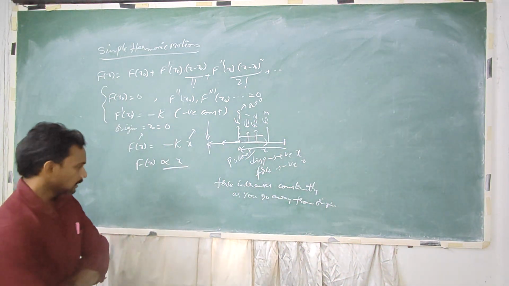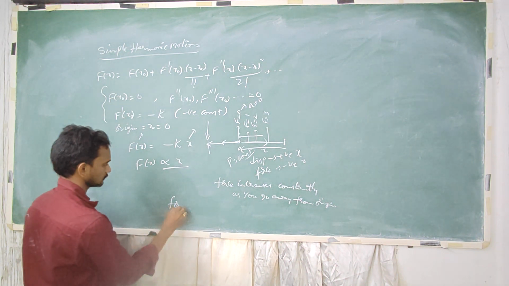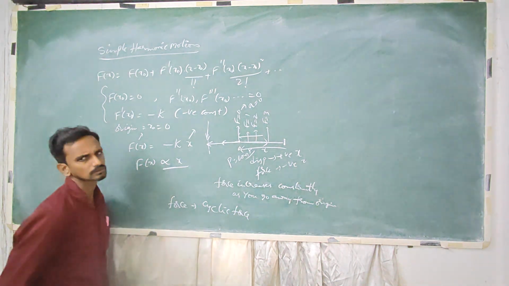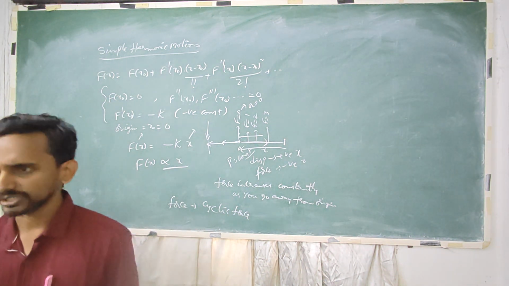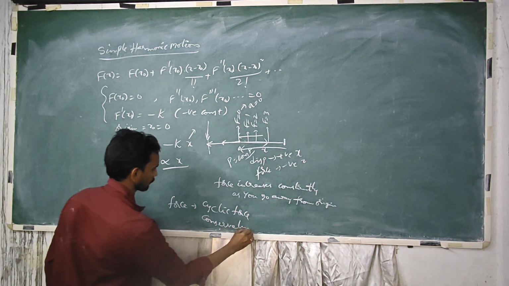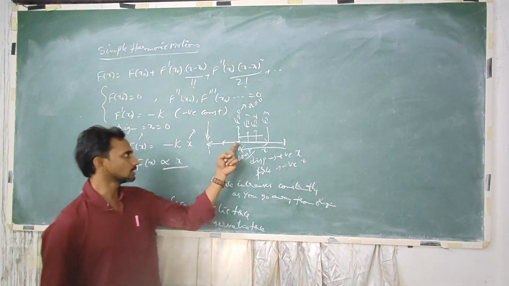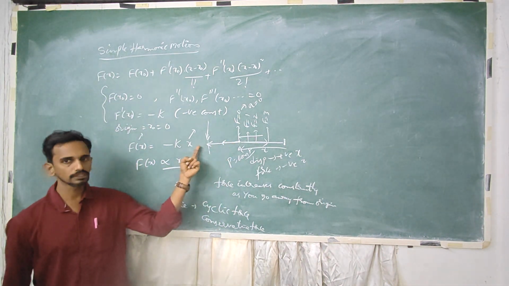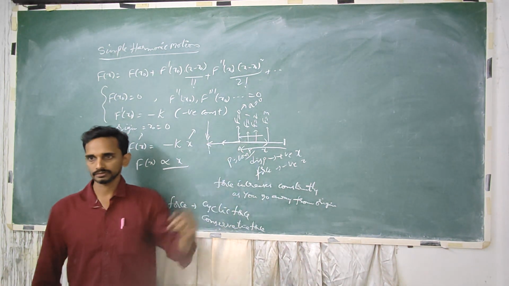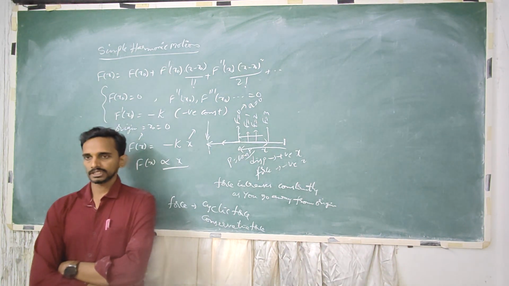So conclusion, this force is called a cyclic force, or what do you call that? A conservative force. Whatever energy is lost in the process of displacement from the origin will be gained back when it comes towards the origin. So net energy is conserved.